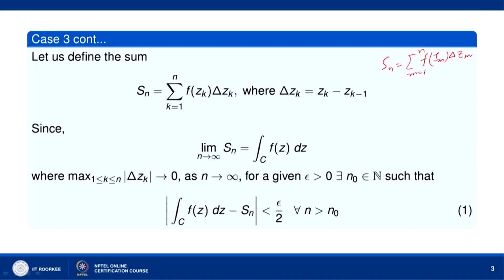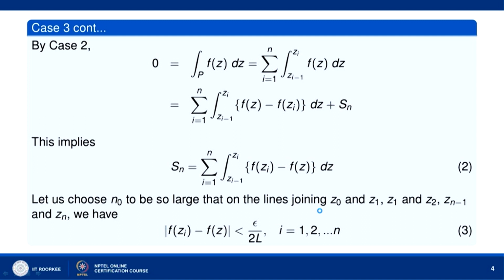Then we know that Sn, when n goes to infinity, tends to the integral over C of f(z) dz, where the maximum of mod of delta zk, 1 less than or equal to k less than or equal to n, goes to 0. So n goes to infinity in such a way that this maximum length goes to 0, then the limit of Sn is equal to this. So from this definition of limit, for a given epsilon greater than 0, we can find an n0 belonging to the natural numbers such that mod of the integral over C of f(z) dz minus Sn is less than epsilon by 2 for all n greater than n0.